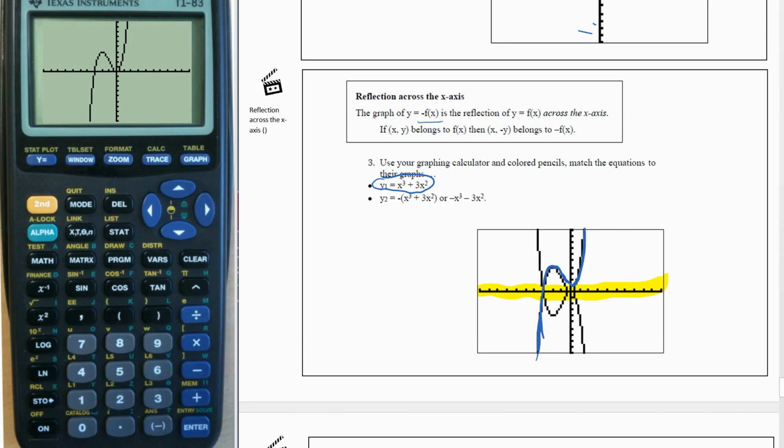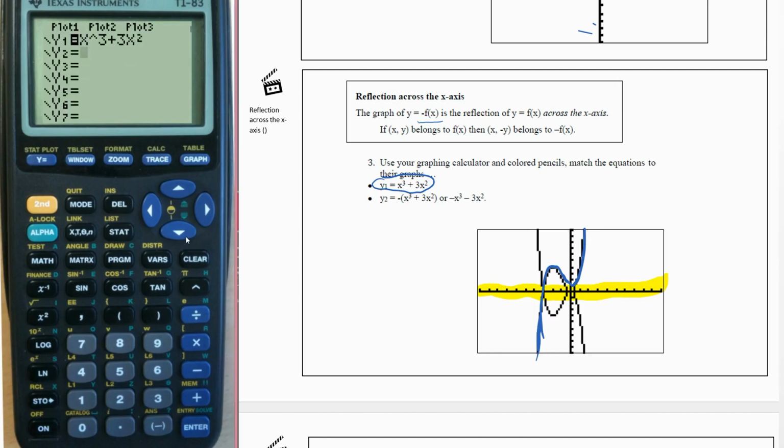And how we're going to do that is do a negative and then in parentheses what we just had. So let's go ahead and put that in y2. So negative, and in parentheses, x cubed plus 3x squared. And we can make that bold just to help us see it on the calculator. So here you'll see it graph it, and you'll see it's a mirror image.